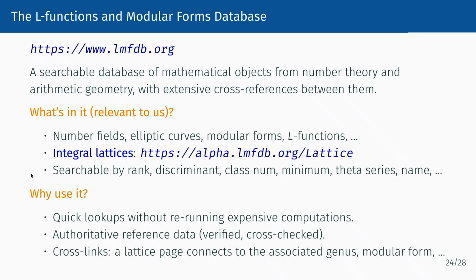All right. Now, why do we want to use the LMFDB to search lattices, right? We can compute everything in Magma, say. So the nice thing is, as you saw, there are some computations that are expensive, right? Trying to compute the theta series with large precision. You don't want to repeat them over and over again. You just want to do them once and then look them up. So you can do quick lookups without rerunning these expensive computations. It's also cross-checked and verified. So you know you didn't do a silly mistake. And there are cross-links. It connects to the associated genus, to the modular form, etc.